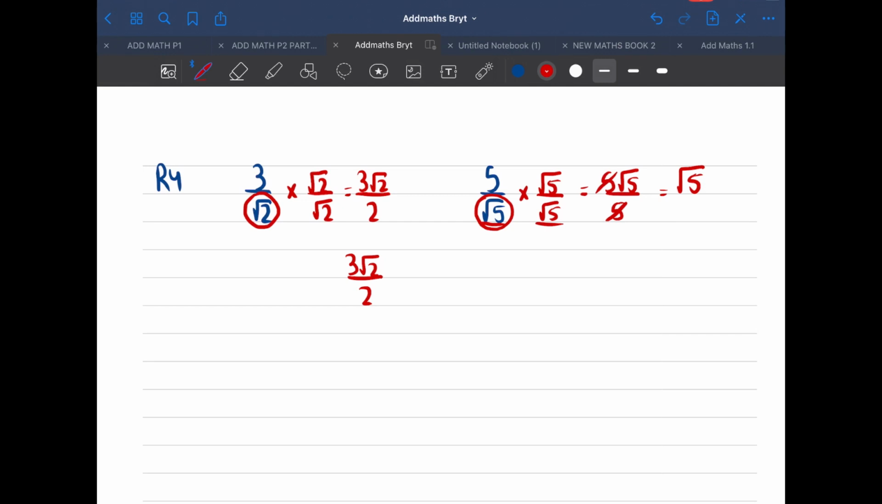I hope rules 1 to 4 are clear to you. In the next lesson, I'm going to teach you rationalization of two terms in the denominator.